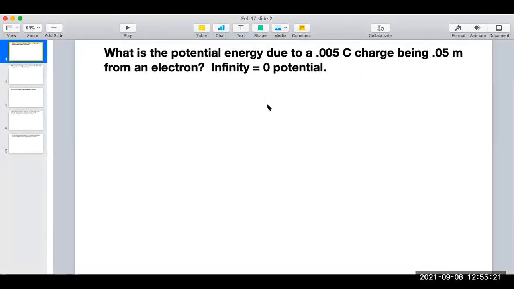Cool. So knowing this, how much potential energy would there be if we have a 0.005 Coulomb charge, 0.05 meters from a single electron? And going with the conventional way of setting infinity distance between them as 0 potential energy.